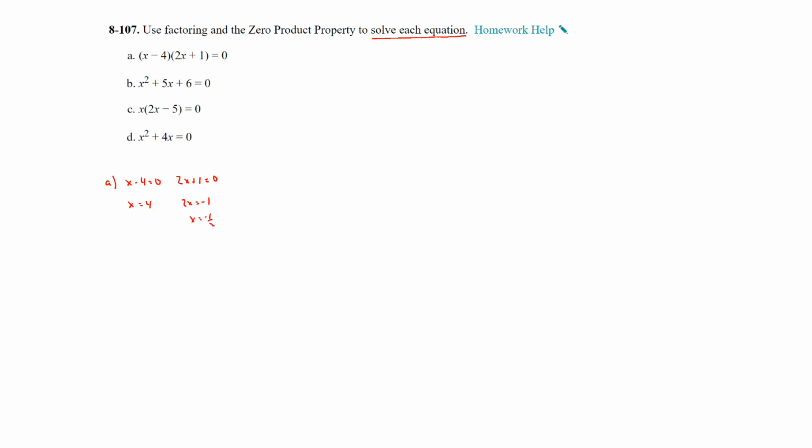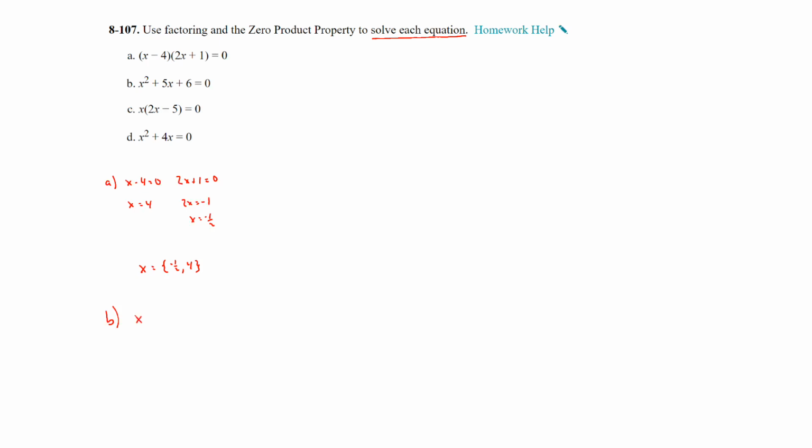And we get 2 x values. We get x equals 4 and x equals -1/2. And once again, I'll write it in set notation here, as a solution set, or you can just leave it as x equals 4 and x equals -1/2.